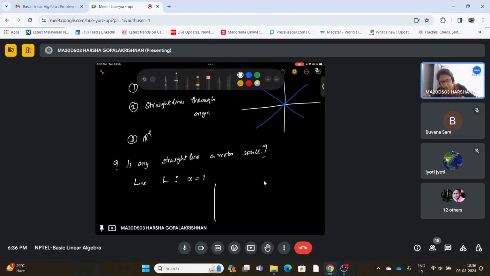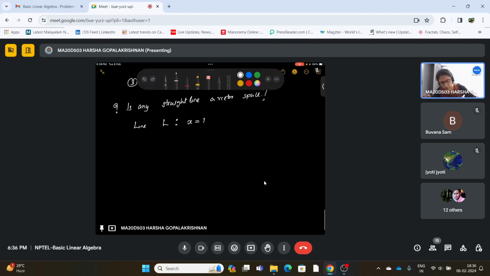So it is a line. This blue line is x equals 1. Is this a vector space in R2? No, the identity is not here. Of course, the identity should be there. The identity (0, 0) does not belong to L. The identity should be in a vector space.